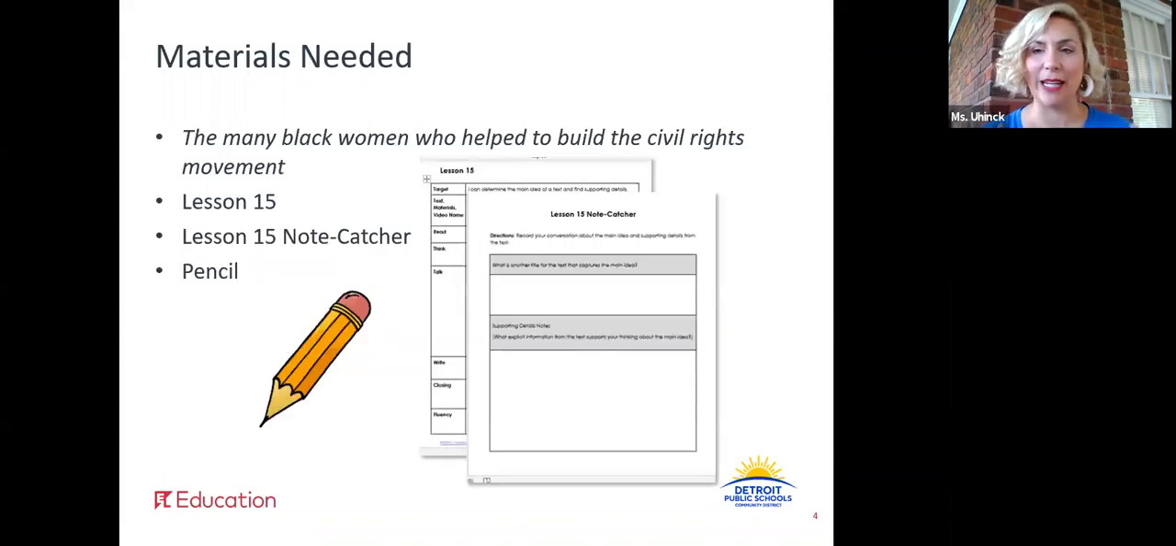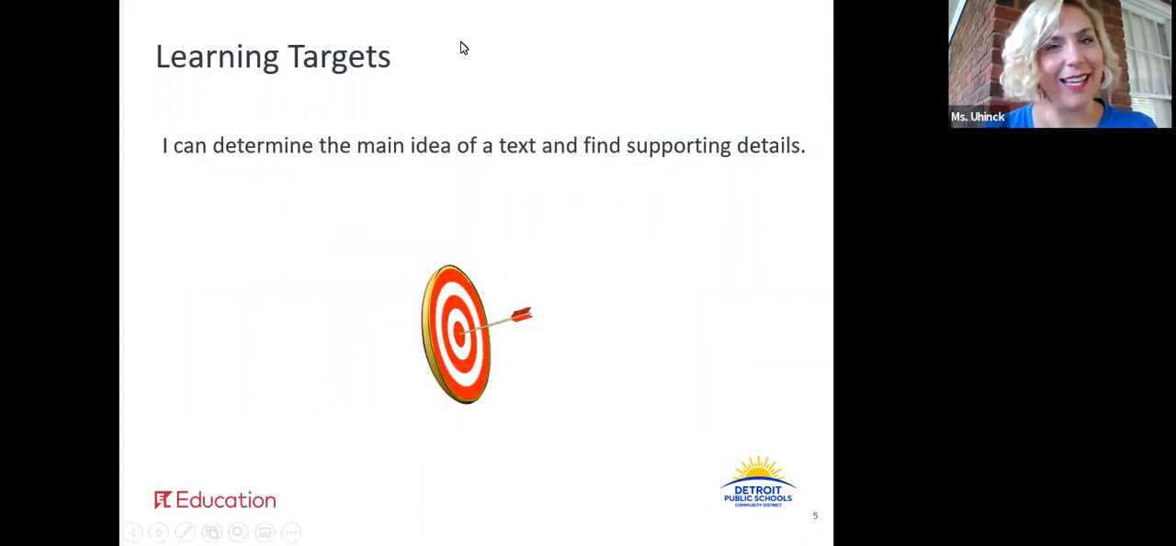Before we get started though, we need our materials. You're going to get your new text this week. It's titled The Many Black Women Who Helped to Build the Civil Rights Movement. You're going to need your lesson 15 lesson planner and your lesson 15 note catcher. All those materials you're going to be able to find in that ELA packet, and then you're going to need a sharpened pencil. So pause this video and go ahead and collect your materials. All right, now that we have our materials, let's get started.